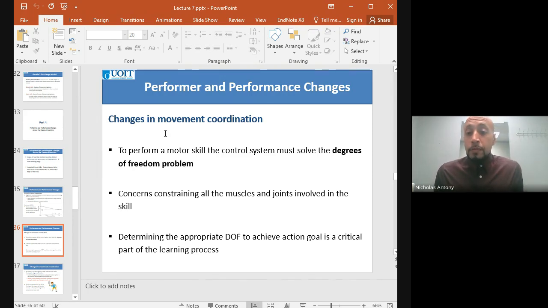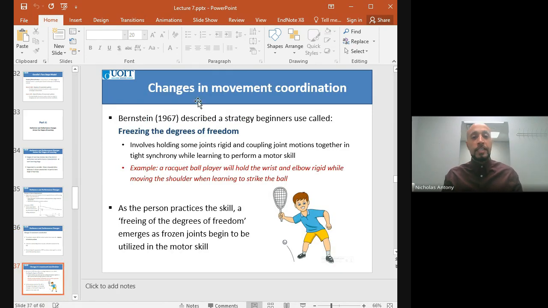Other things that we notice in people when they are learning, remember there's changes in coordination. As you become better and better at a motor skill, the body is moving more efficiently. Now, one thing that has been noticed in research is this idea of freezing the degrees of freedom. Do we all remember what the degrees of freedom problem was in motor control theories?